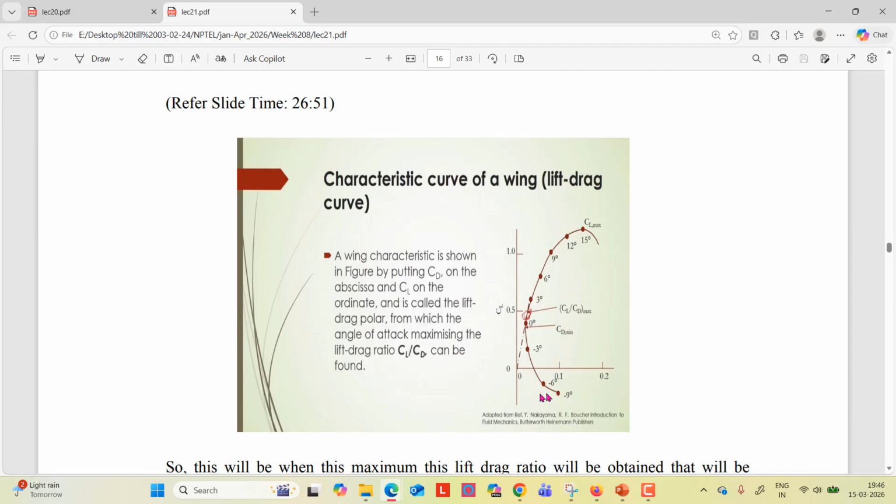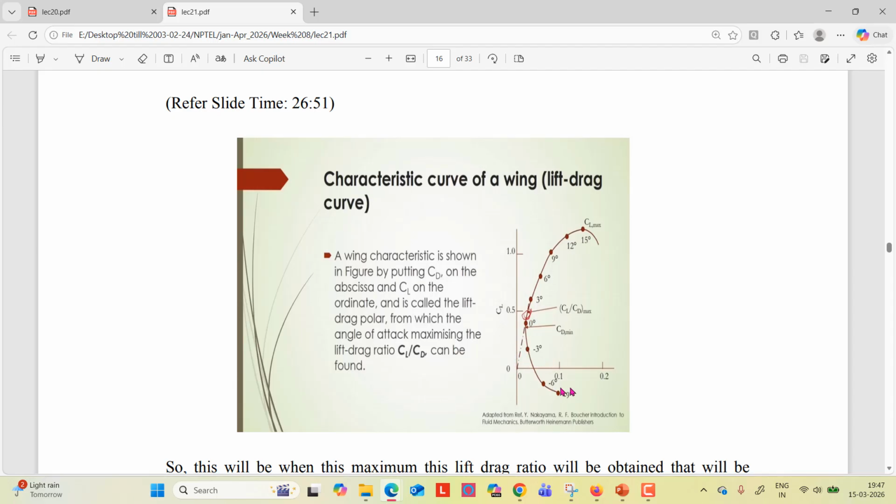So here you can see how the ratio is changing. It is from -9 to -30 at this point, CL, and so this is the angle of attack, right? And this is the ratio of it, CL by CD.